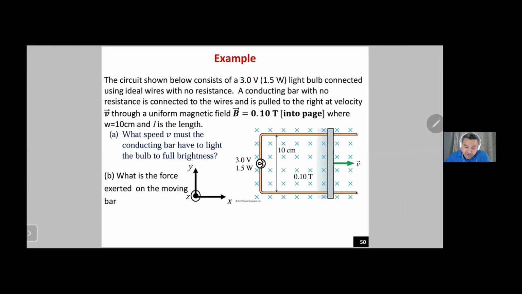So the question is asking for the speed that should be applied in order for the light bulb to achieve full brightness. Okay, so let's start.